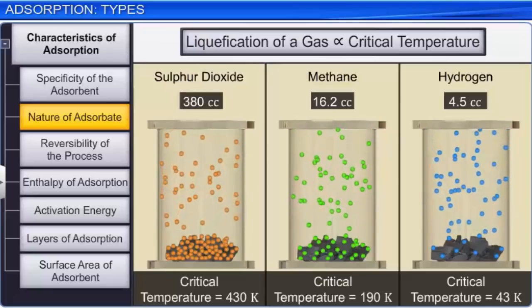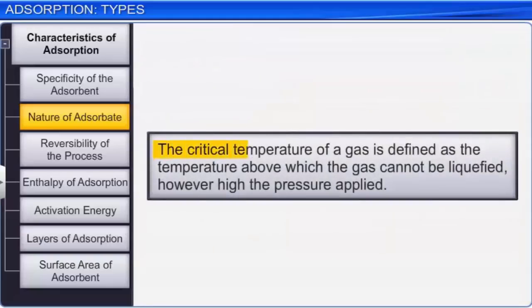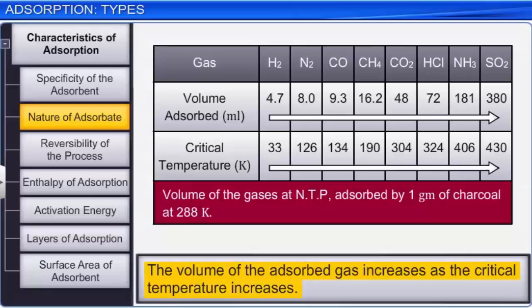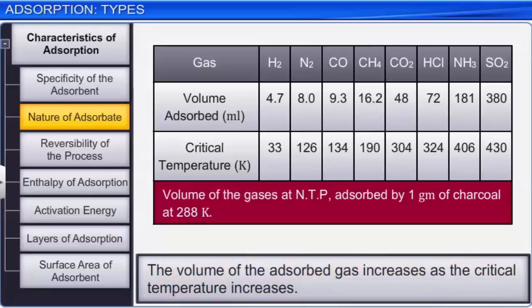The critical temperature of a gas is defined as the temperature above which the gas cannot be liquefied, however high the pressure applied. It can be seen that the volume of the adsorbed gas increases as the critical temperature increases. The critical temperature of sulfur dioxide is 430 Kelvin, and hence it is adsorbed more on charcoal than methane and hydrogen, which have a critical temperature of 190 and 33 Kelvin respectively.